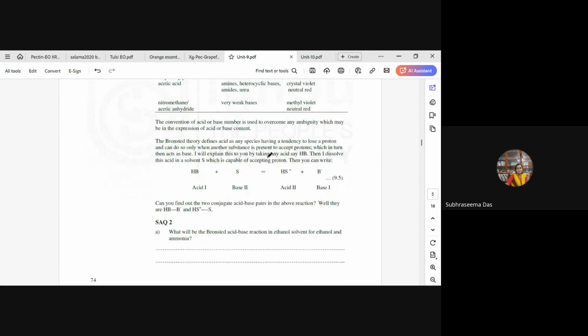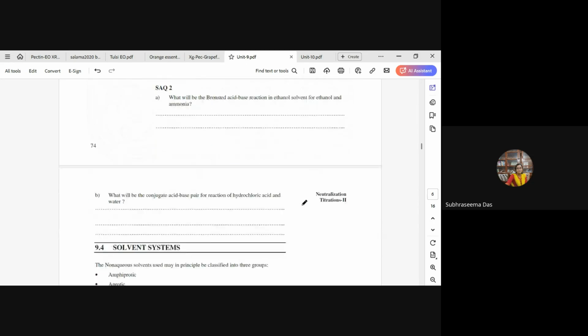So the Bronsted theory defines an acid as any species having a tendency to lose a proton, and it can do so only when another substance is present to accept protons. The substance which accepts the proton acts as a base. An example has been shown in equation 9.5.